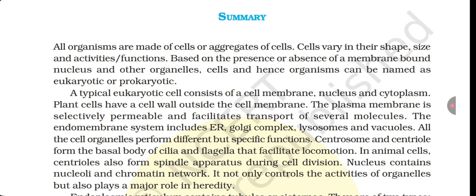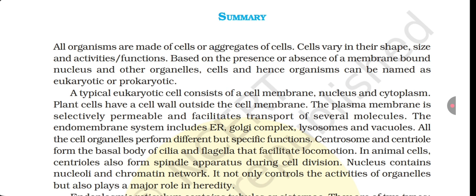A typical eukaryotic cell consists of a cell membrane, nucleus and cytoplasm. Plant cells have a cell wall outside the cell membrane. The plasma membrane is selectively permeable and facilitates the transport of several molecules. The endomembrane system includes the Golgi complex, lysosomes and vacuoles. All the cell organelles perform different but specific functions.